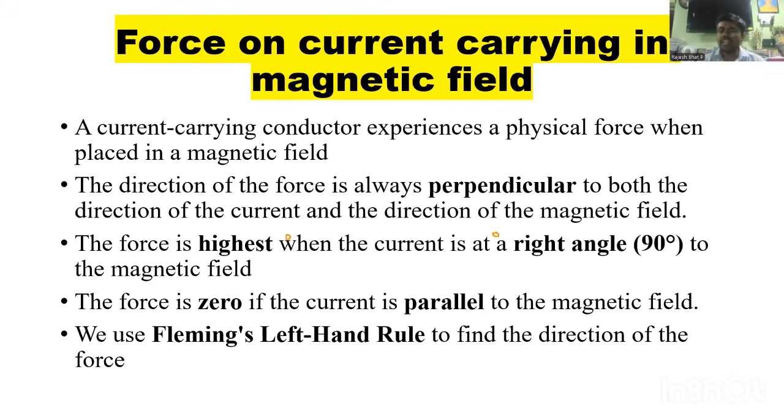Okay. Next, lastly, why do you use Fleming's left hand rule? Why do we need Fleming's left hand rule? Why do we need the right hand thumb rule? I told you we want to find the direction of magnetic field lines. Why do you want the left hand rule? To find the direction of force, to find where the force acts. So you should remember these things.